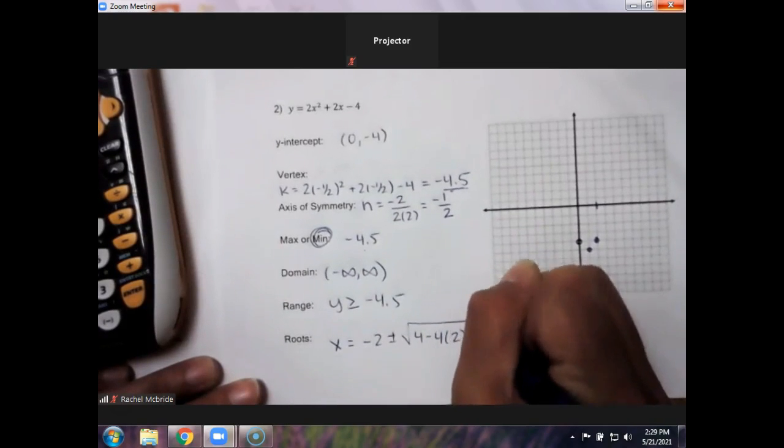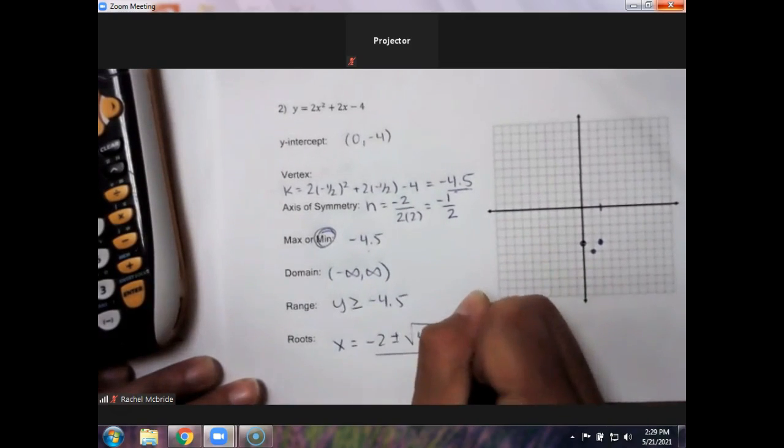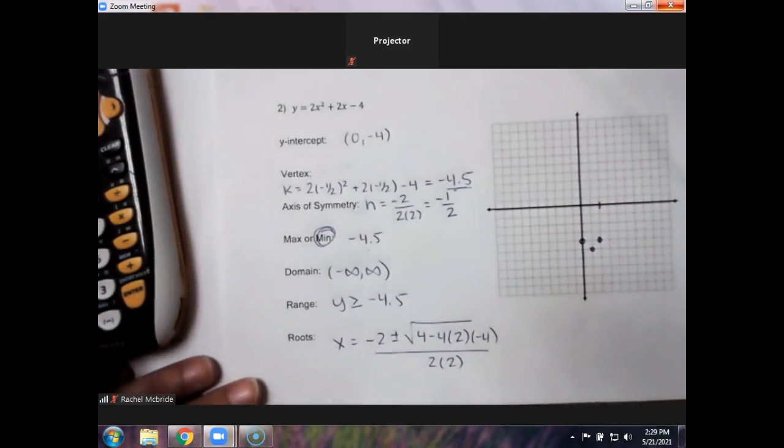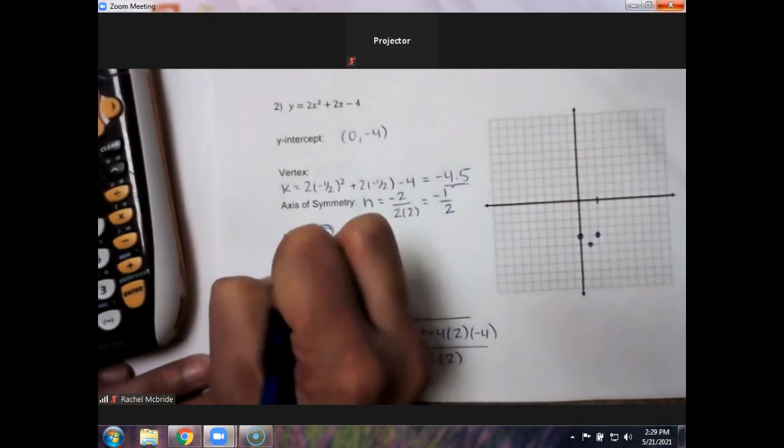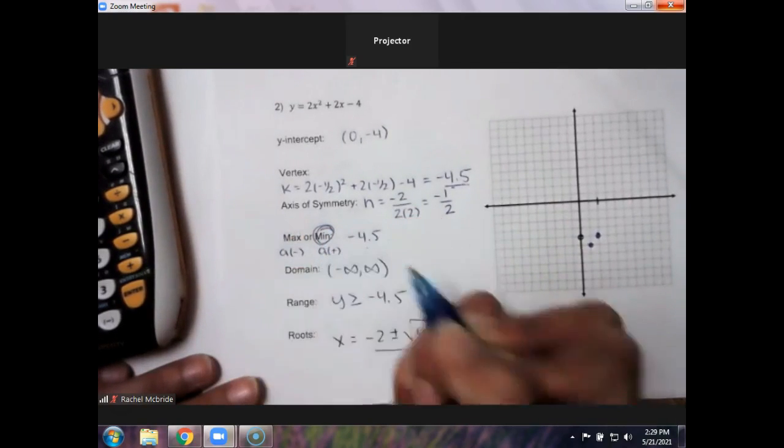How do we know if it's a max or min? Look at the a value. It's a max if a is negative. It's a min if a is positive.